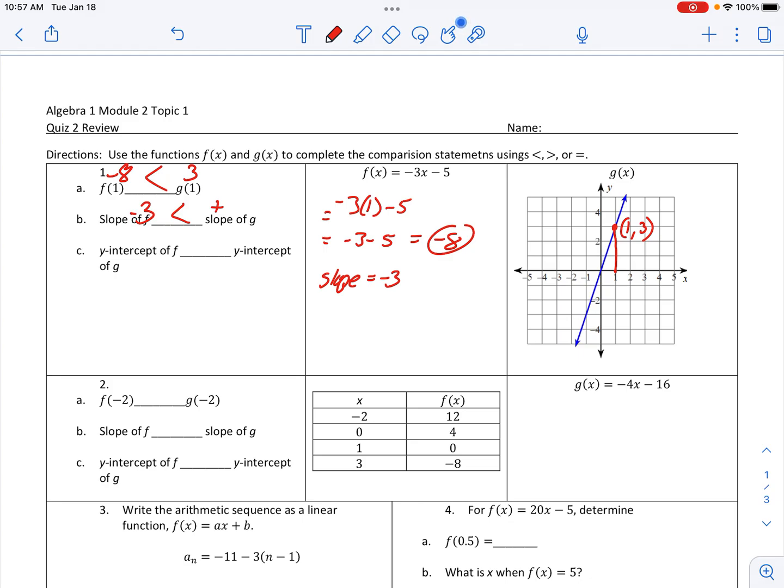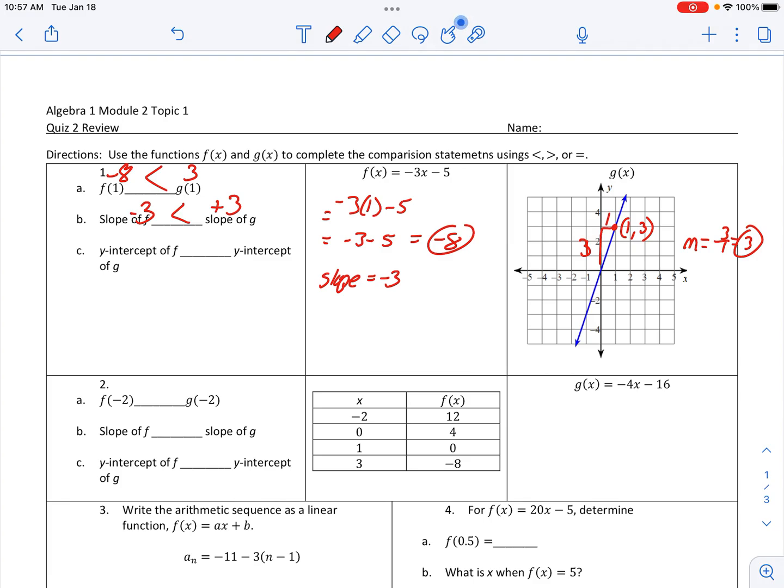A bit more specifically, we could find the slope. We could go rise over run, and in this case, if we go up 3 over 1, my slope would be 3 over 1, or just 3, which still confirms -3 is less than 3.